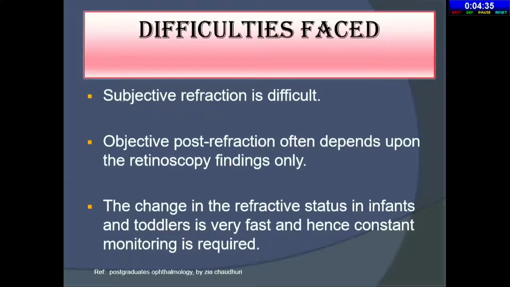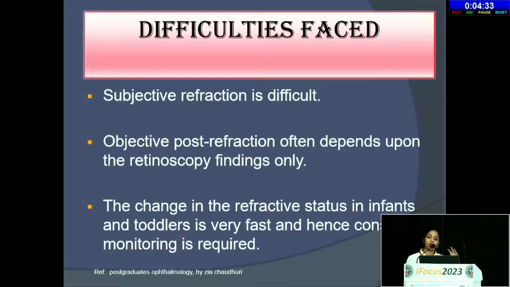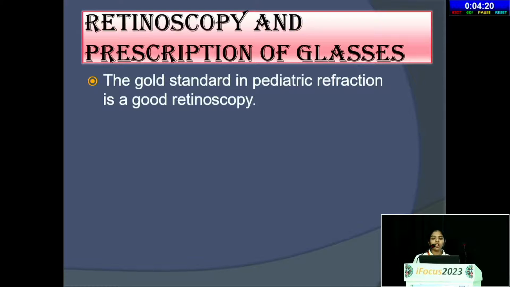Also, objective refraction often depends only upon the retinoscopy findings, which is done by the examiner. The change in the refractive status in infants and toddlers is very fast, and hence constant monitoring is required in such children. So the gold standard in pediatric refraction is a good retinoscopy.